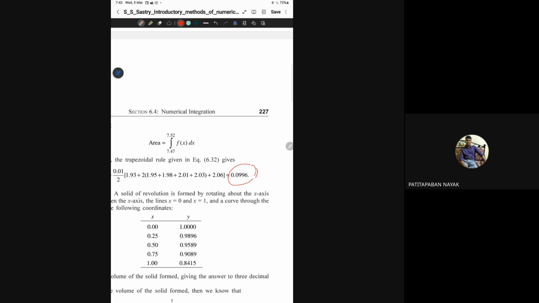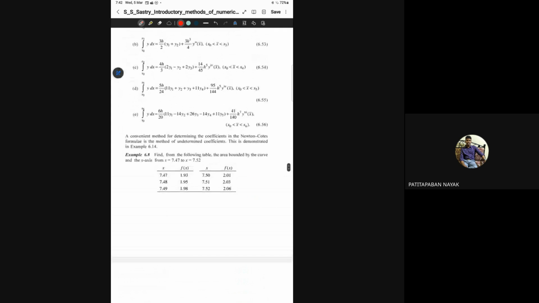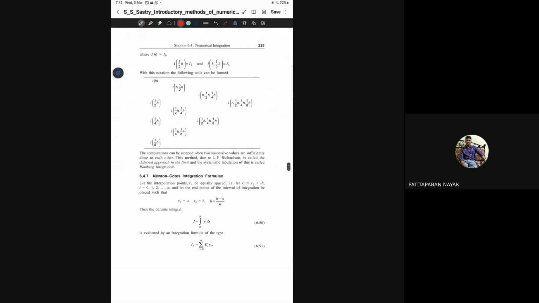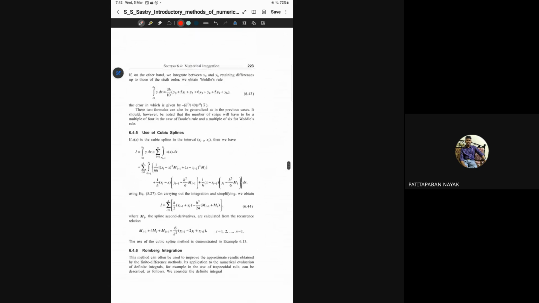This is how we actually find numerical integration. This is one way, and there is also another, faster way. This is one technique, trapezoidal. Another is called Simpson's 1/3 and Simpson's 3/8. The only difference is the formula.